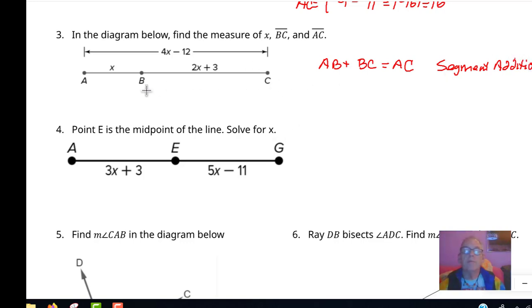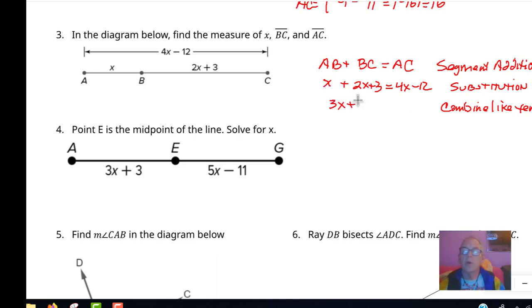Now we can substitute in. For AB, we can put in X. For BC, we can put in 2x plus 3. And for the length of AC, we have 4x minus 12. So this is a substitution. Then we're going to combine like terms. So we get 3x plus 3 equals 4x minus 12.